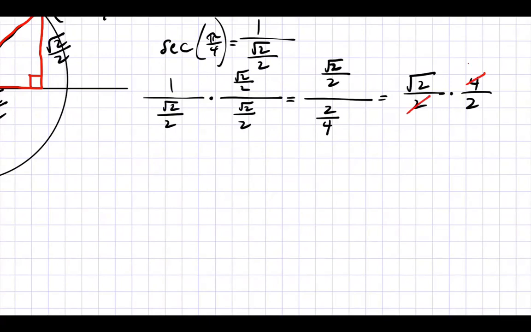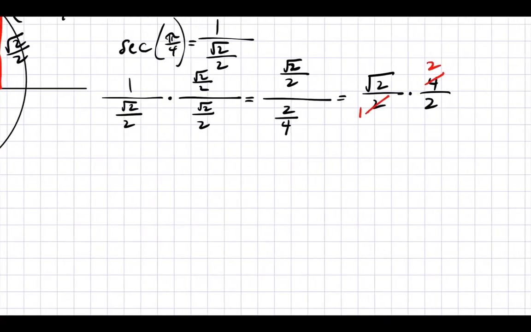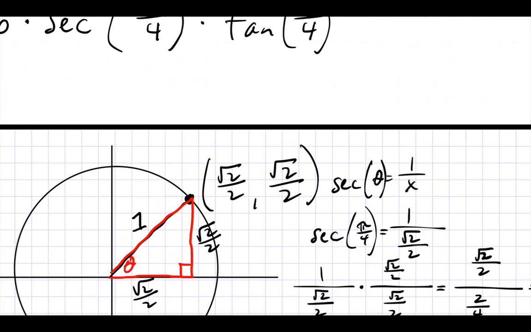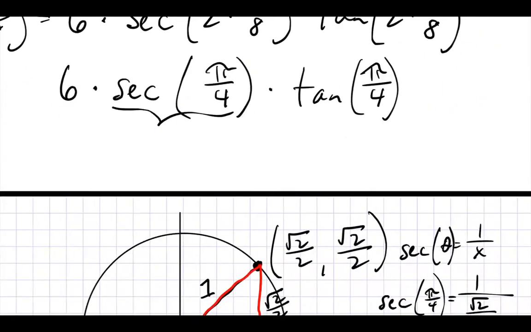These guys will simplify. That'll be 2. That'll be a 1. So you get 2 times the square root of 2 over 2. But you can still simplify that because this guy and this guy divide into 1. So now you get the square root of 2. Okay, so you go back up here. This guy right here is equal to the square root of 2.